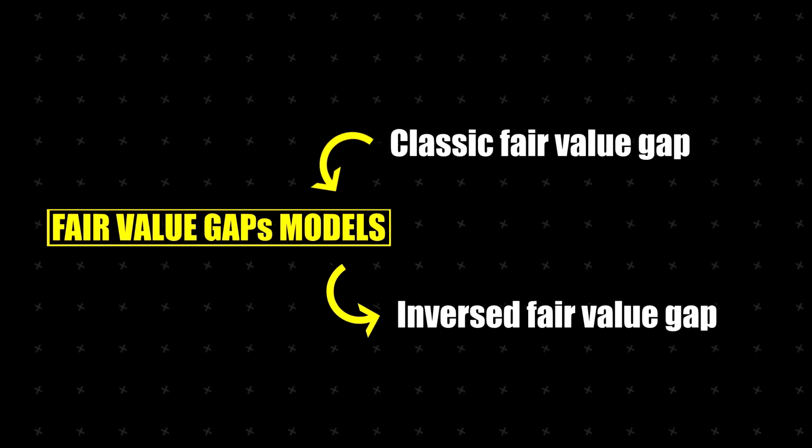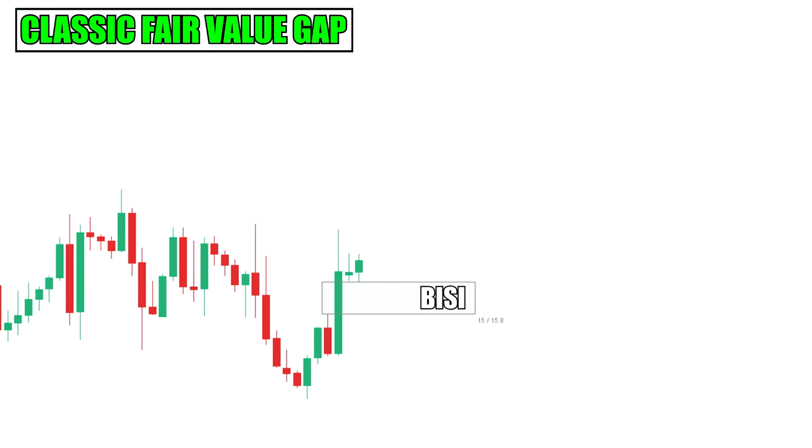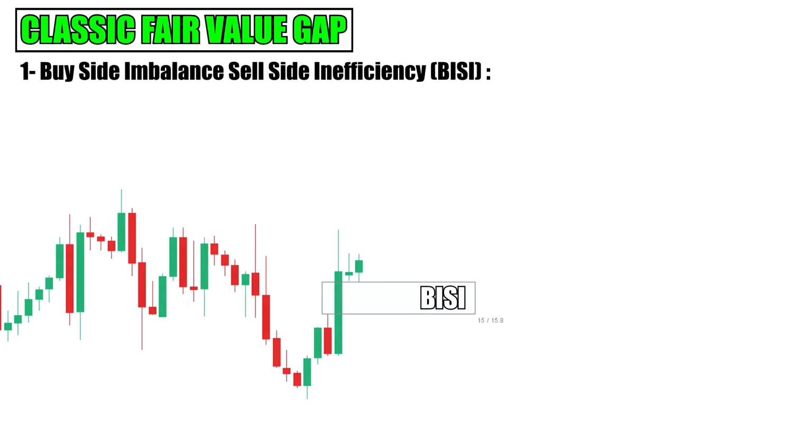Fair value gaps typically fall into two major models, the classic model and the inverted model. Let's start by breaking down the classic model, which is divided into two main types. The first type is buy-side imbalance, sell-side inefficiency.